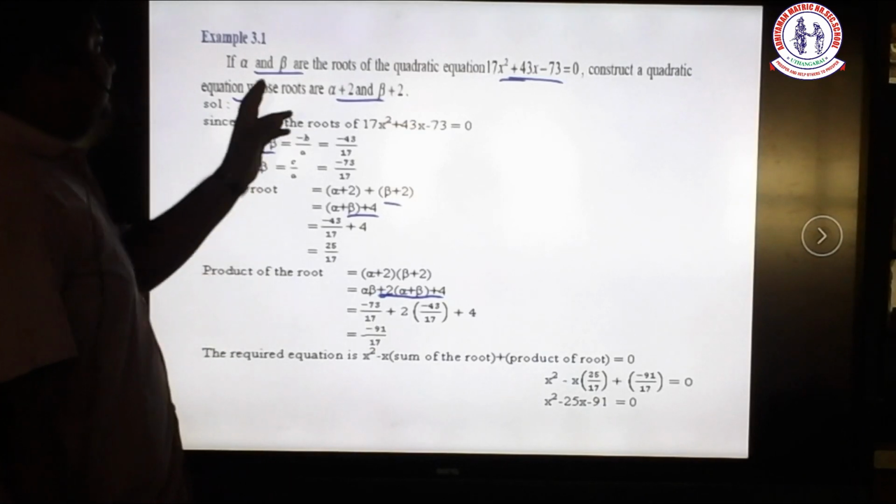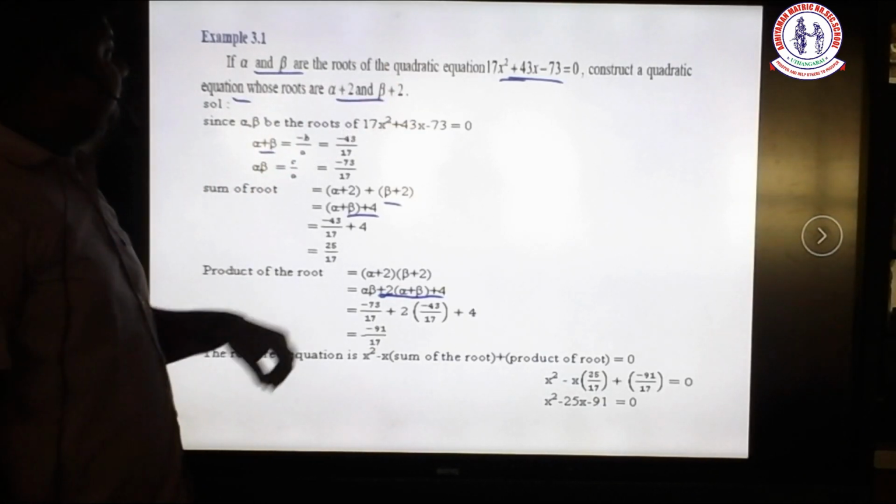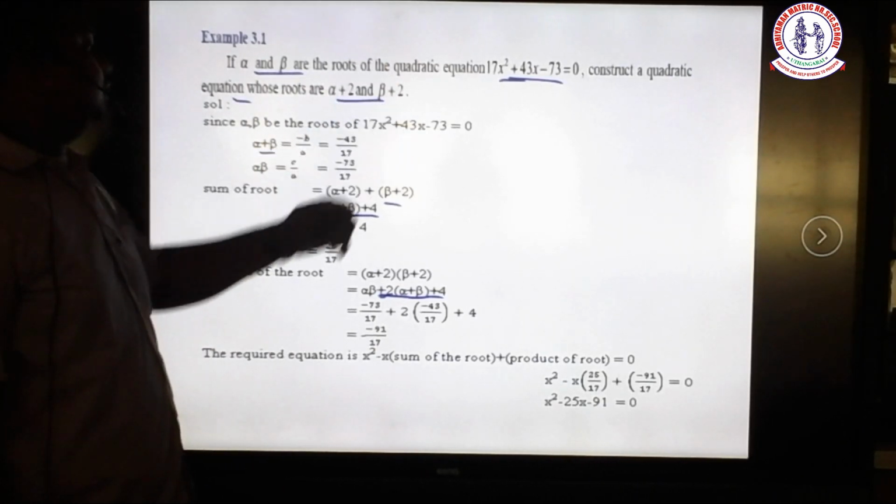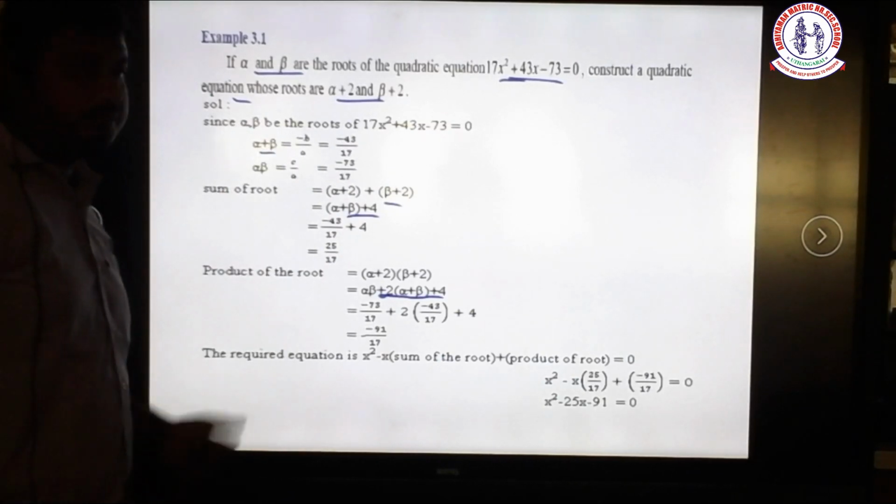So it's just simple. The roots are given, then we form a quadratic equation. Even if the roots are alpha plus 2 and beta plus 2, you can use the same procedure. Any such problem you can solve it.